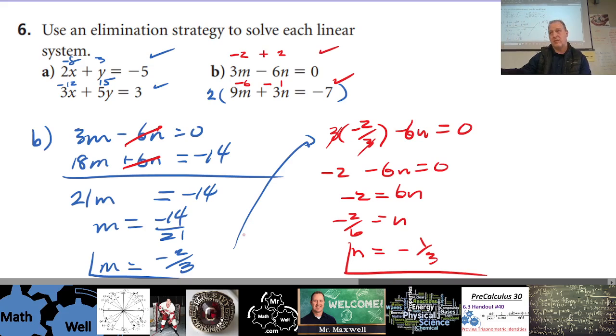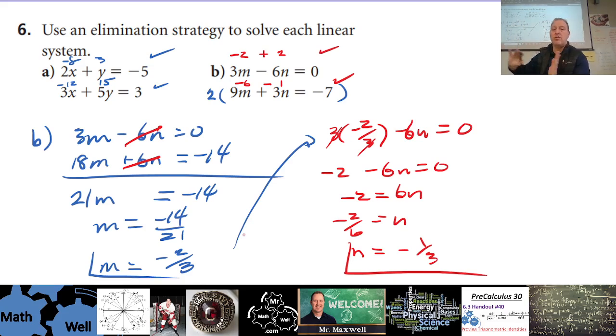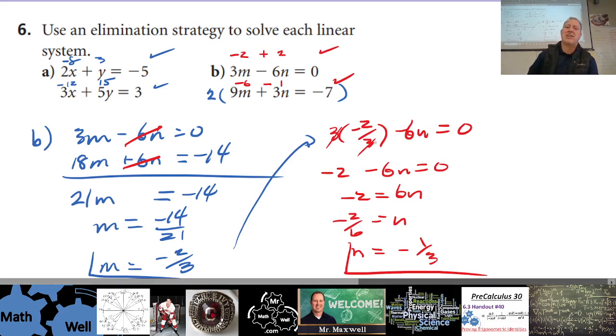So in calculus, which is kind of where you guys are headed in the future, we want to make sure we're as exact as possible. So working with fractions is important.